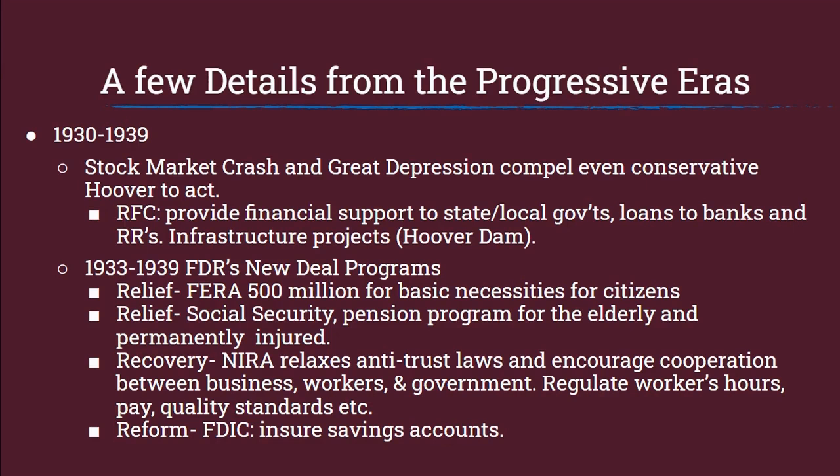The NIRA relaxed antitrust laws while encouraging, and some historians say compelling, cooperation between business, workers, and government. The government gave guidelines to businesses for workers' hours, pay, and quality standards. And finally, a permanent reform example is the FDIC, which was meant to return confidence in the banking system as the government would insure savings accounts. So if a bank failed, the customers would not lose their money.